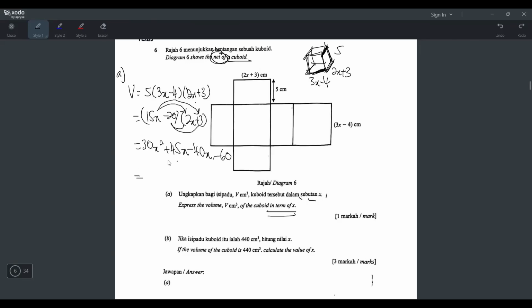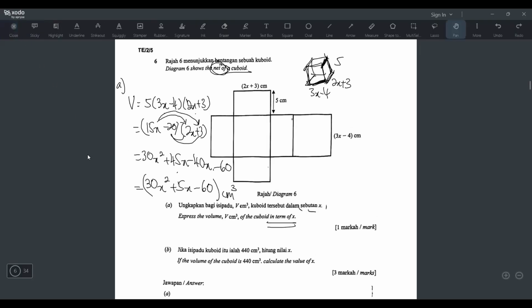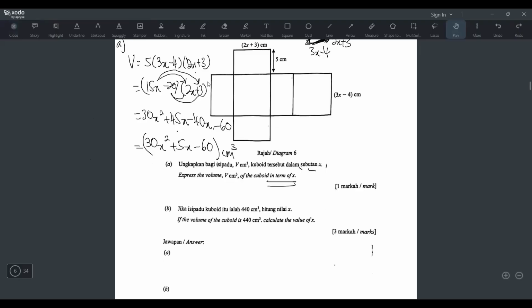Okay, now x and x can be combined. So 45 minus 40 is plus 5x minus 60. So I think this is the volume of the cuboid in terms of x. And let's write the unit just to be safe, cm cubed. Okay, but I will put brackets like this, right? Because the whole thing is the volume, right? Okay, so now I'm done with A already. So this is both 1 marks.